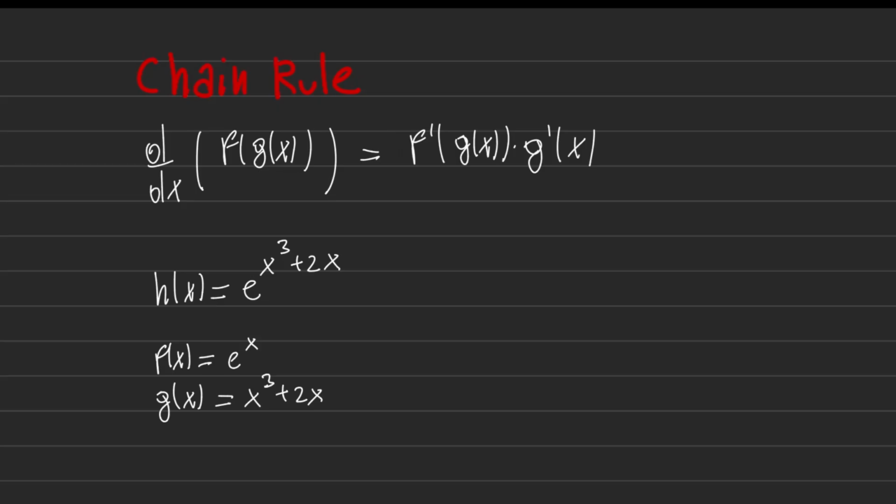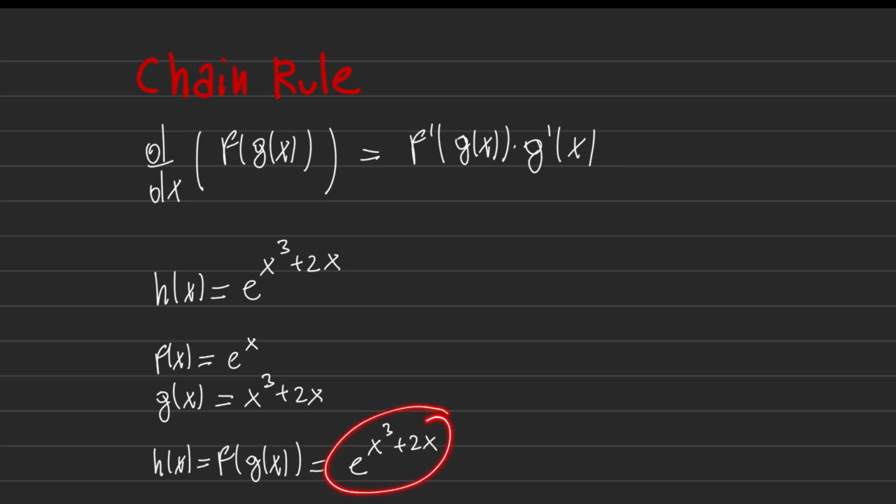Let's check if we have done things correctly. So if we have done things correctly, we would like that h of x to be equal to f composed g, which in this case is equal e, but instead of x you have to put g of x, which is x to the power 3 plus 2x. So these two expressions now are the same, therefore we have guessed the right composition of this function.